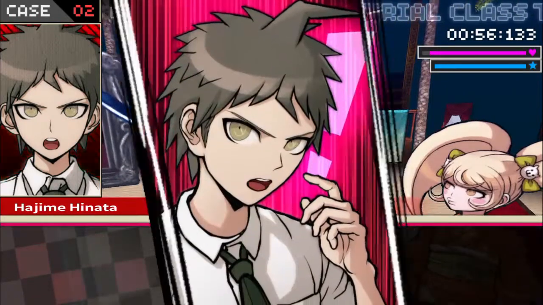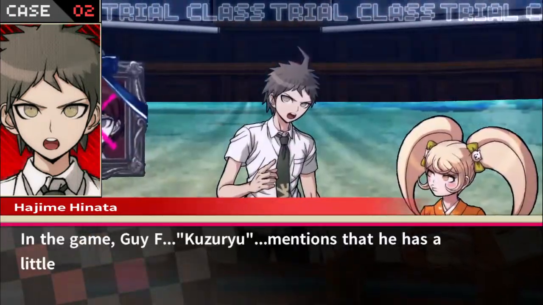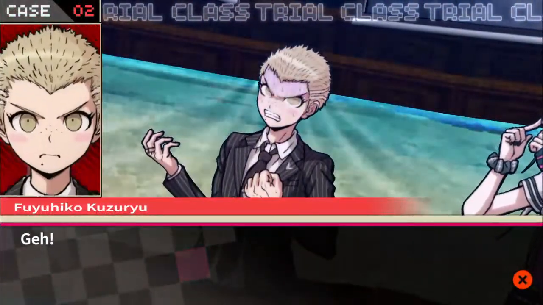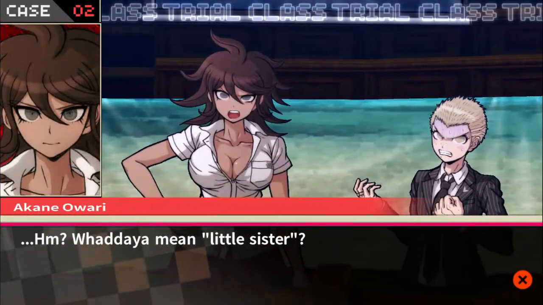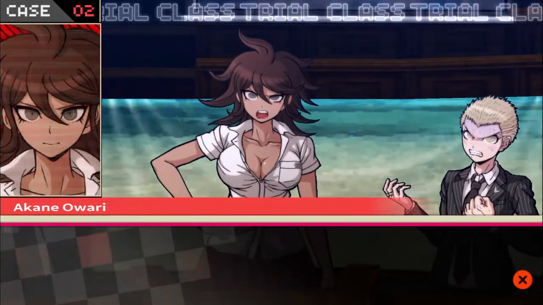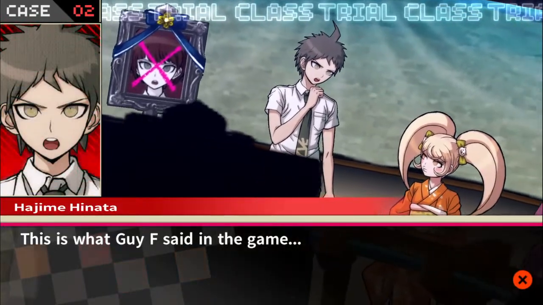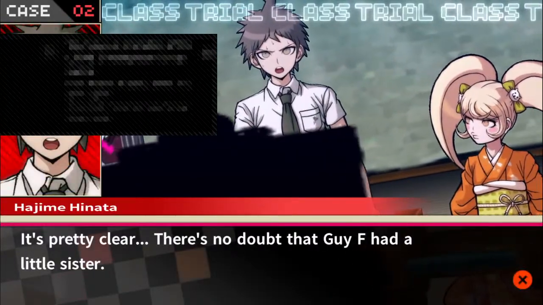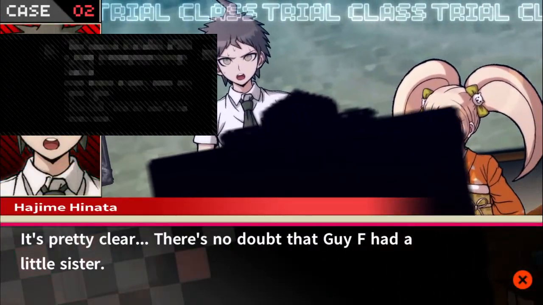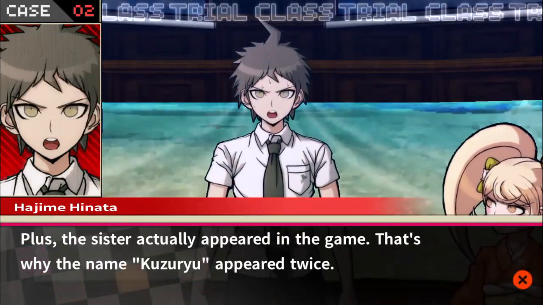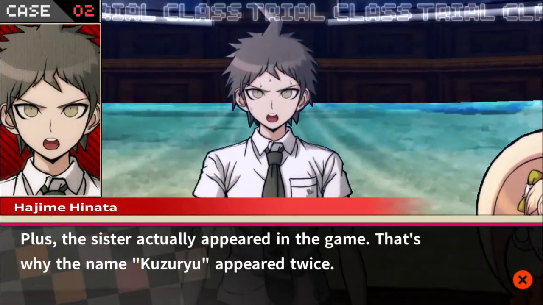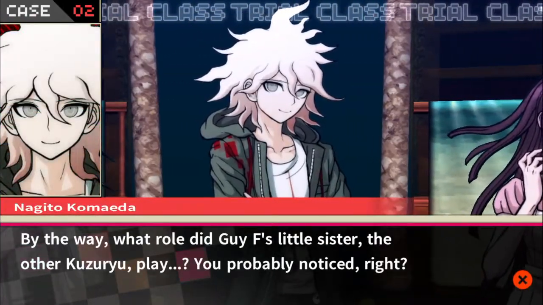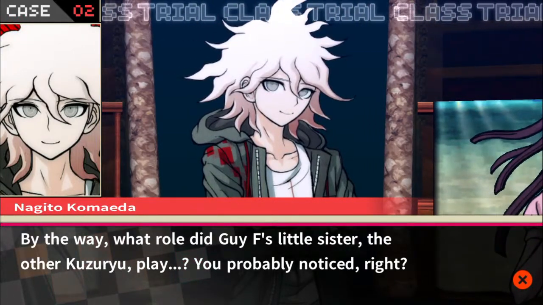I can prove it with this! In the game, Guy F, Kuzuryu, mentions that he has a little sister. What do you mean, little sister? This is what Guy F said in the game. It's pretty clear. There's no doubt that Guy F had a little sister. Plus, the sister actually appeared in the game. That's why the name Kuzuryu appeared twice. By the way, what role did Guy F's little sister, the other Kuzuryu, play? You probably noticed, right?